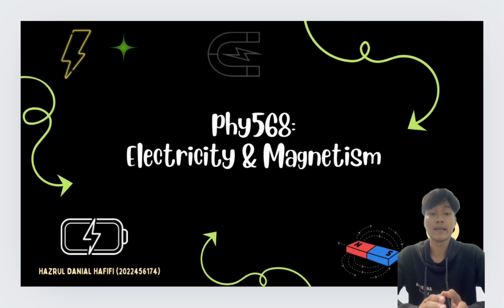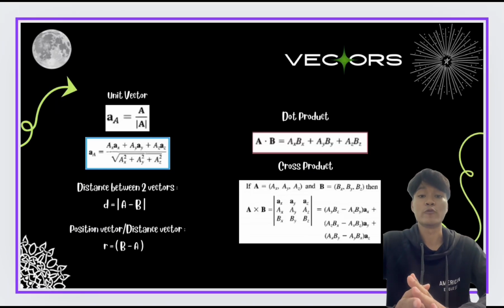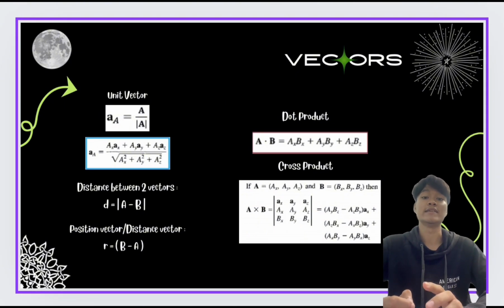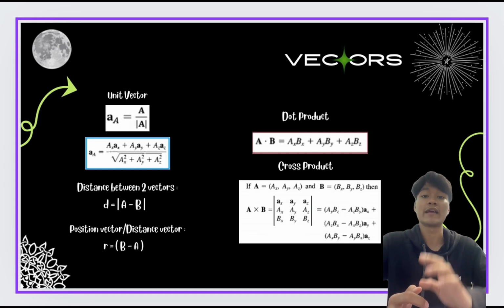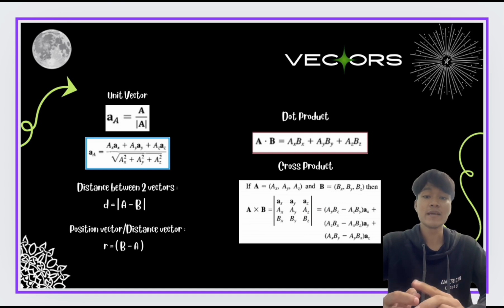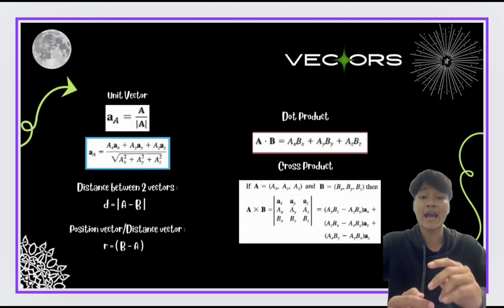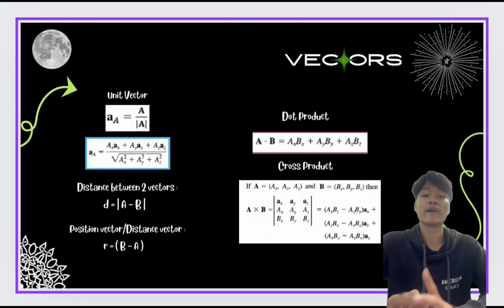PHY568, electricity and magnetism. So we go to the first topic, which is vector. First of all, we have to understand the basic concept of unit vector, which is the vector A divided by the magnitude of vector A. Based on the past questions, they normally ask about the distance between two vectors, which means we have to find the magnitude of the subtraction between two vectors.